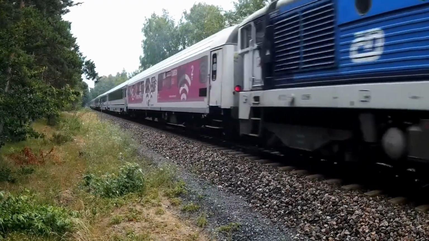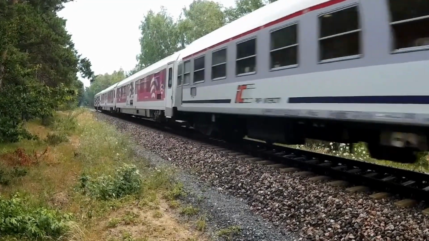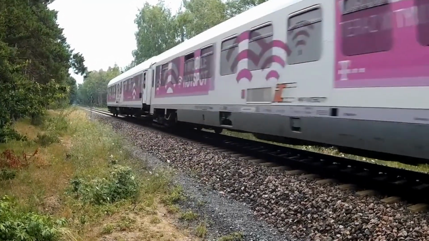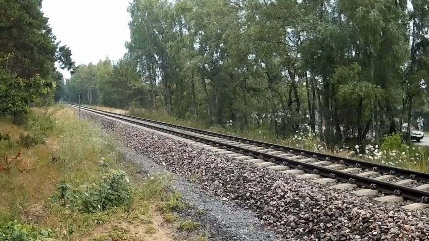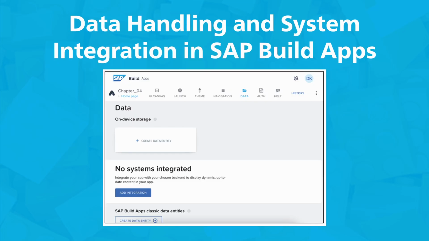A destination in SAP BTP stores a connection to a system and can be reused in SAP Build Apps to access a system, like an SAP S/4HANA system. To access and store data in your app, you need to create data entities, also called data sources. As you can see, these data sources are located under the Data menu item and play a major role in SAP Build Apps.